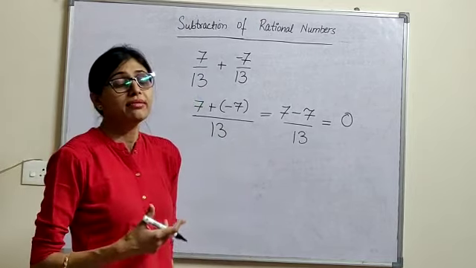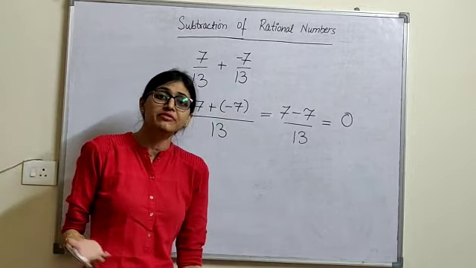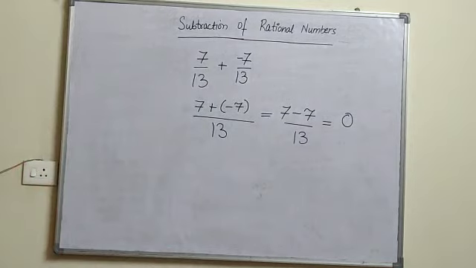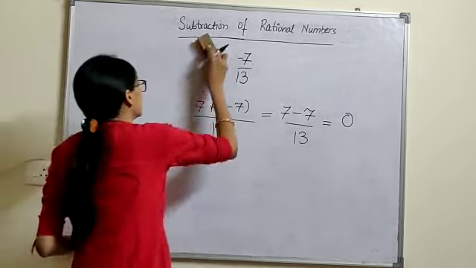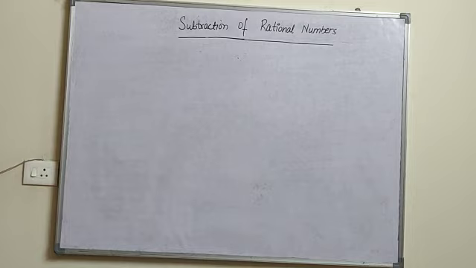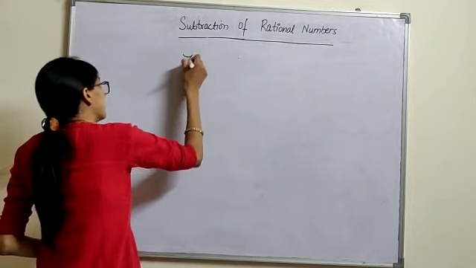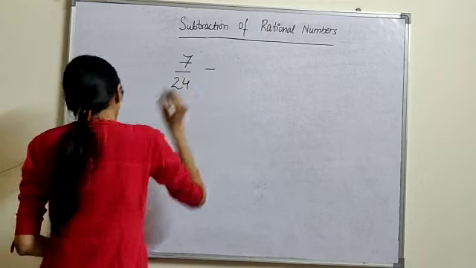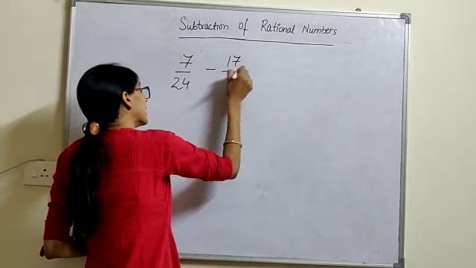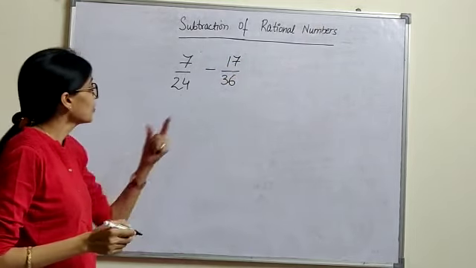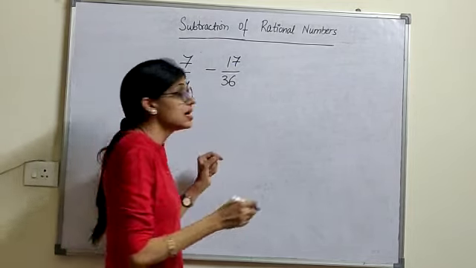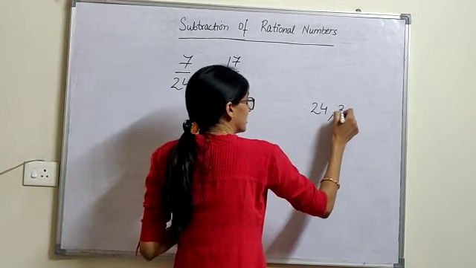Now what we have to do when the rational numbers have different denominators and we have to subtract them? Same case as that of addition. Let's do one question. Suppose a question is given to you, 7 by 24 minus 17 by 36. This is the question given to you. Both have different denominators. So what we will do? We will take the LCM of 24 and 36.